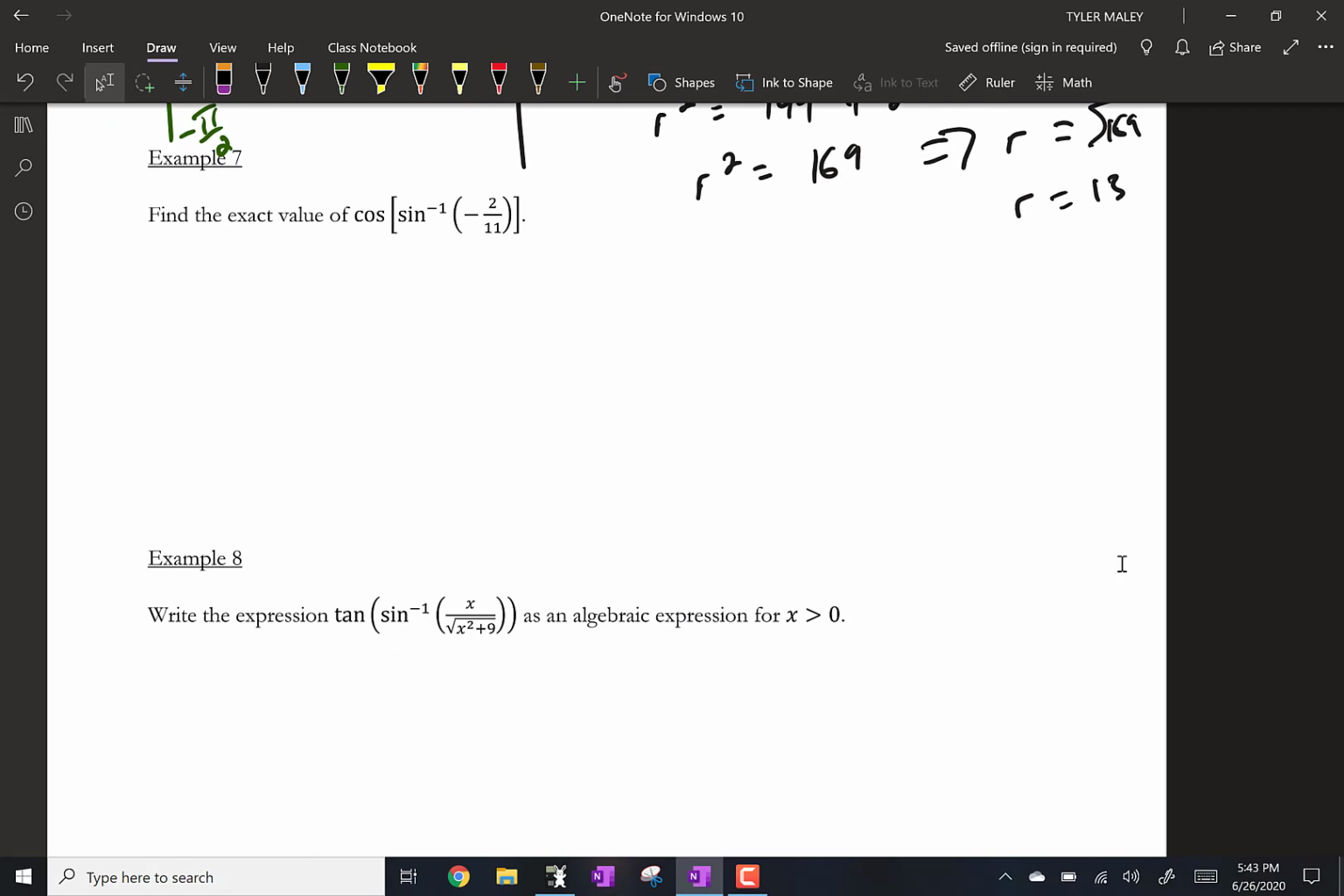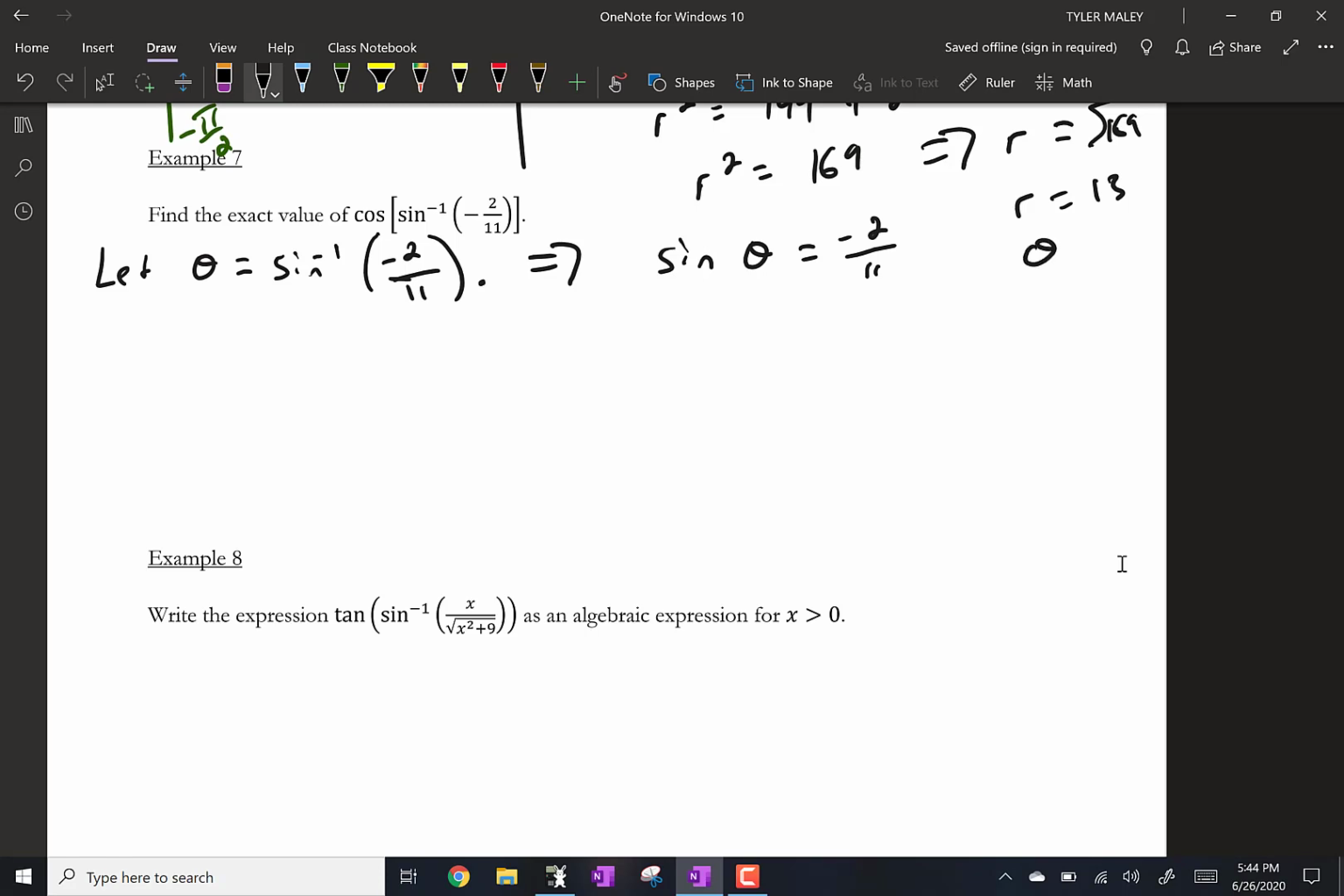All right, so let's try another one. Example 7, we want to find the exact value of cosine of inverse sine of -2/11. Again, something similar: let theta equal inverse sine of -2/11. This implies that sine of theta equals -2/11, where theta has to be in between -pi/2 and pi/2.